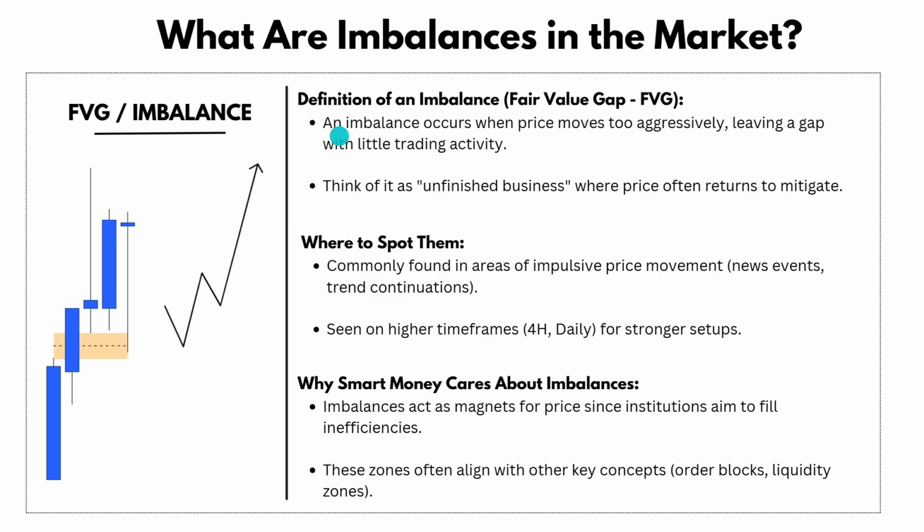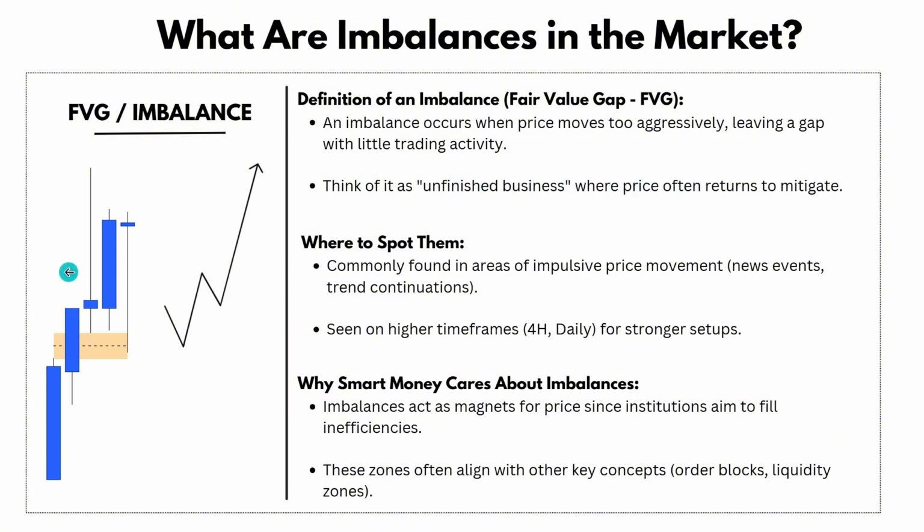So what are imbalances in the market? The definition of an imbalance, also known as a fair value gap or FVG, is that an imbalance occurs when price moves too aggressively, leaving a gap with little trading activity. Think of it as unfinished business, where price often returns to mitigate.